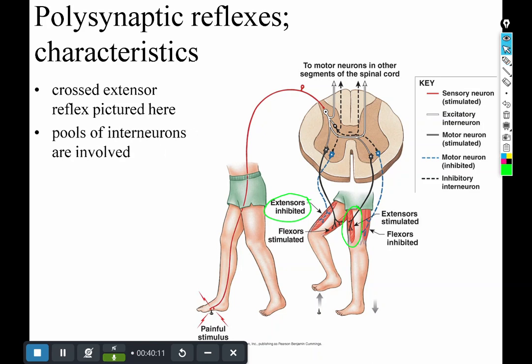So this, of course, involves pools of interneurons. So here we can see one interneuron is actually activating another interneuron. And that interneuron is going to tell the opposite side what to do, even as the first interneuron is acting on the other muscle group on the opposite leg.